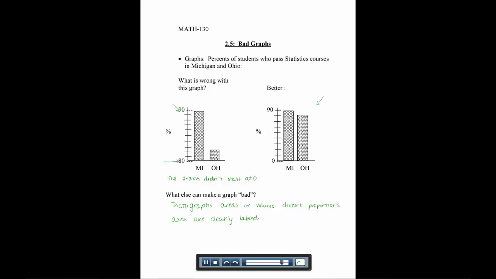And another thing is that graphs shouldn't be too cluttered. If they're too cluttered, then it's hard for the reader to figure out what's going on. So the ultimate goal is to make graphs that are easy to read and accurately portray the information from the data.